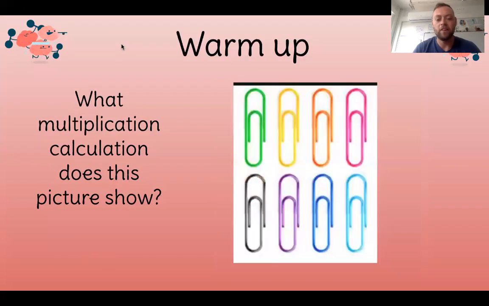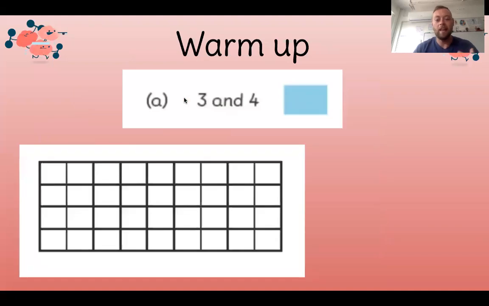Moving on, what does this array show? Remember, we're going down, then across. It shows 2 groups of 4, which means in total, I have 8 paper clips. Okay, so here, when it says 3 and 4, what we need to do is remember that because 3 and 4 is the same as 3 times 4, and we want to find the product, which is the answer.